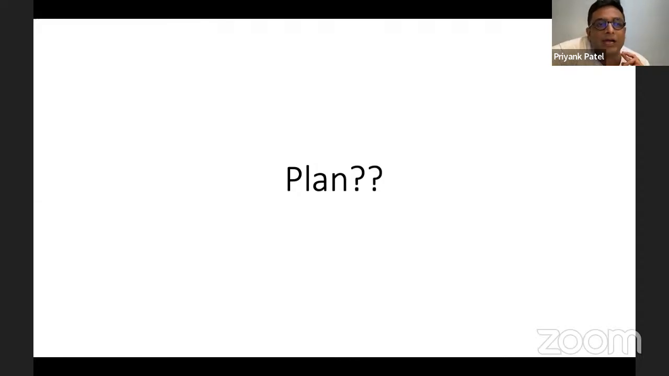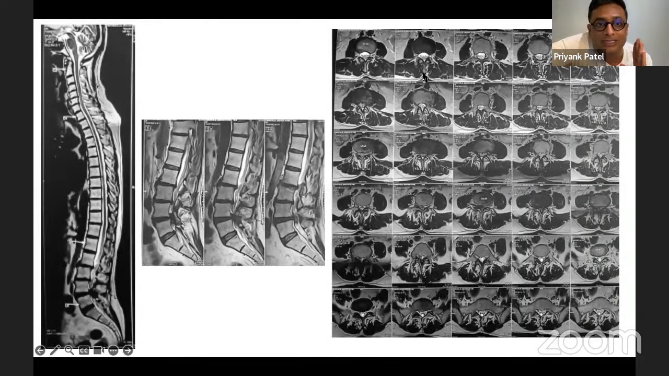Tosif, let's have the actual cuts here. So, guys, how do you decide which levels to fuse? Start going from down above and see the actual cut at L5-S1. Don't see any other levels. Just see L5-S1.